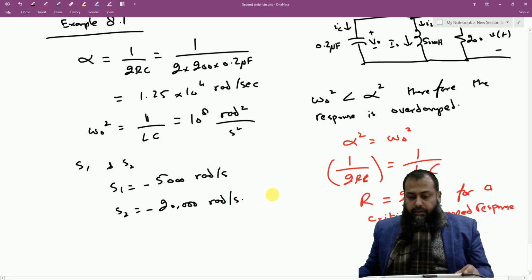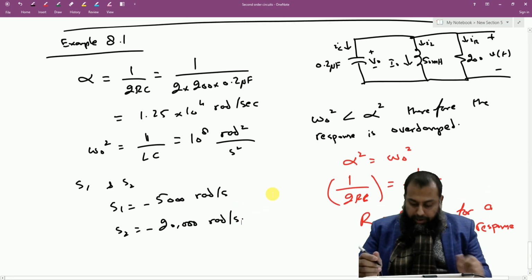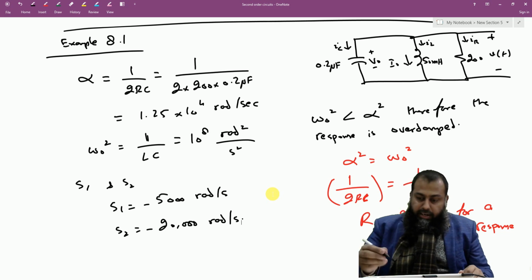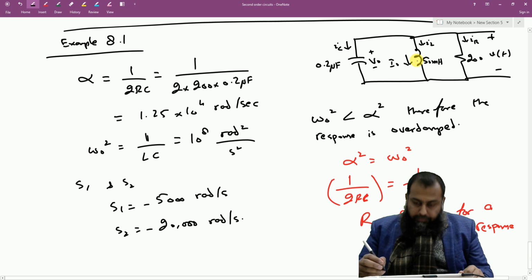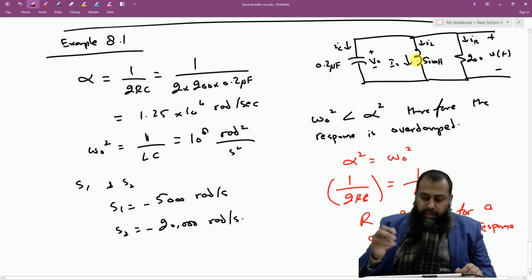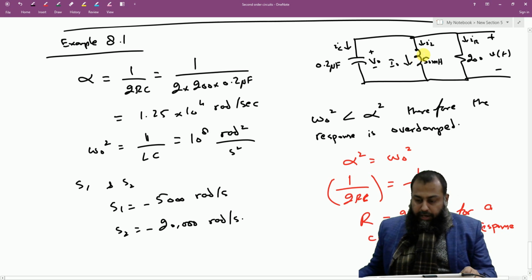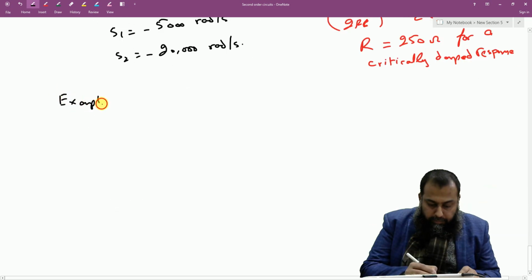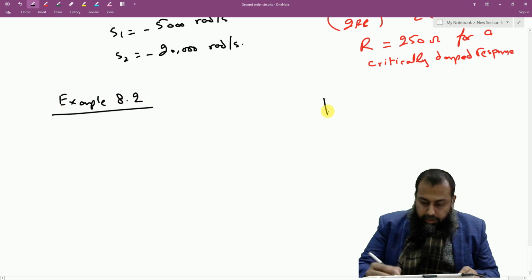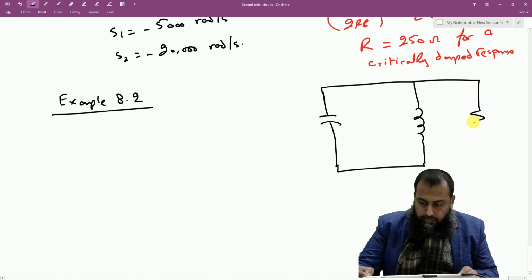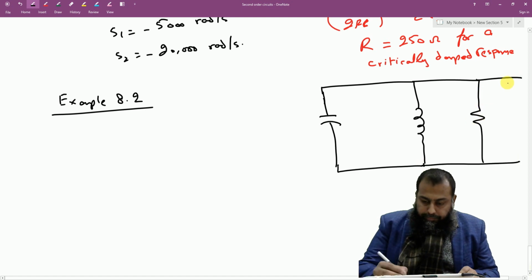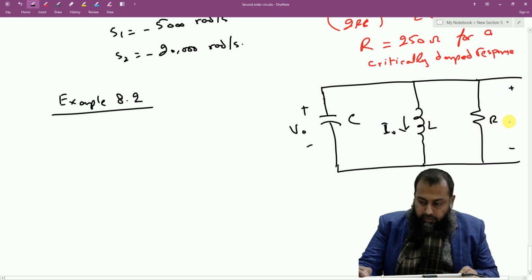Now using the same circuit that is shown here, it is further required to find the initial current in each branch of this given circuit with some initial values given. So what are the initial values which are given? Let us move on to example number 8.2 with the same circuit. We have this V naught, this is C, this is I naught, this is L, and this is R. We want to find out what is this Vt here.